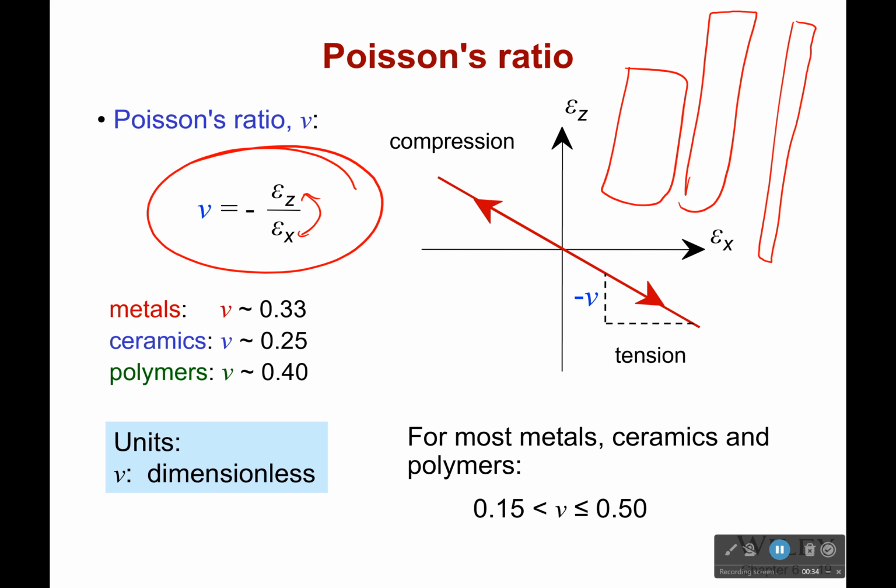Now, Poisson's ratio is dimensionless, and there's a rule of thumb here that it's usually never going to be more than 0.5 or less than 0.15. If you see something at 0.5, it is usually very, very flexible. It'll be something like rubber, and as you get lower and lower, it might be more like a ceramic. But don't forget this.